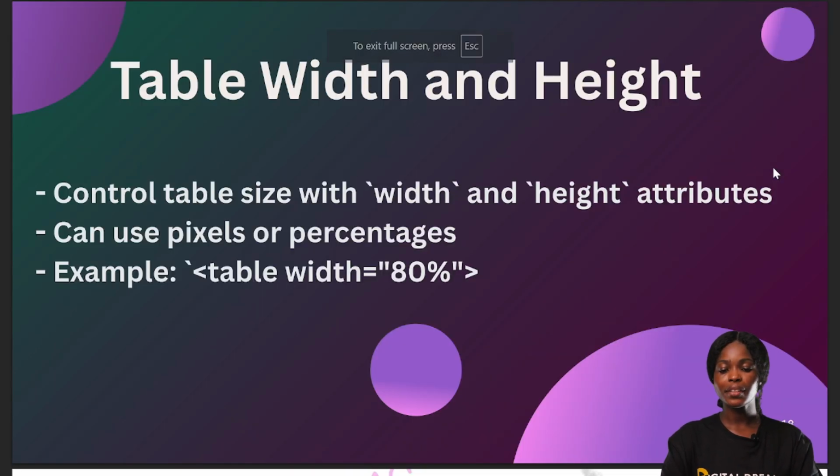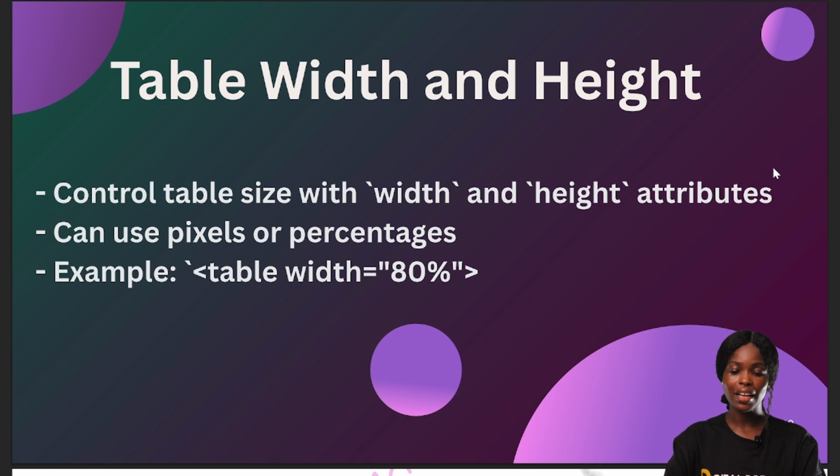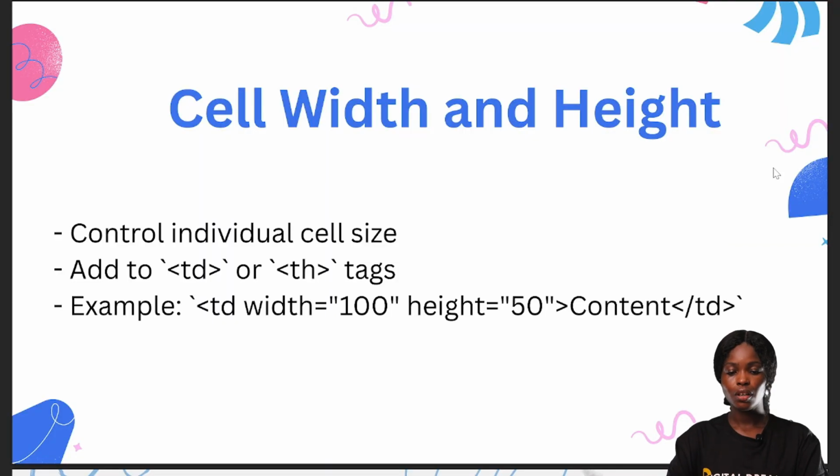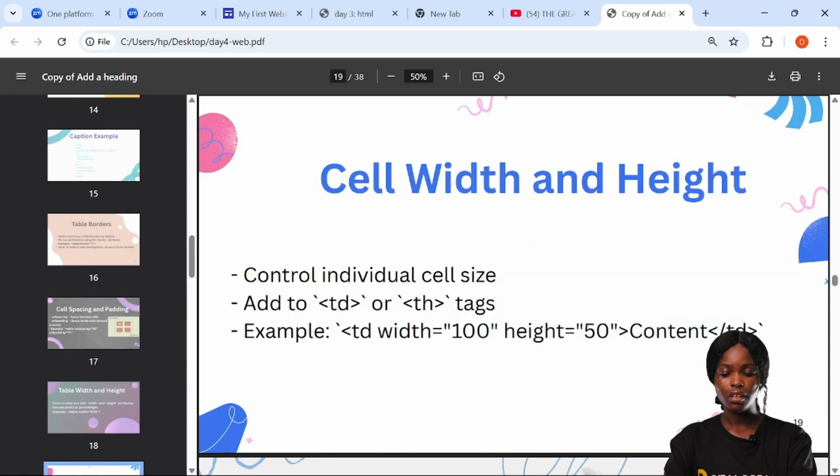Now for the table width and height, I've already taught you how you add a width. You add a height the same way. So you can also add a width specifically to your cell. You can just go to your TD or your TH and give it a different width. I'll quickly show us how that's done.